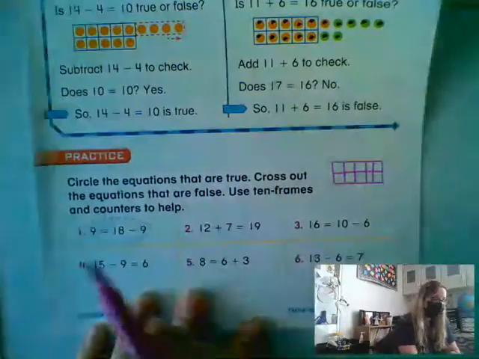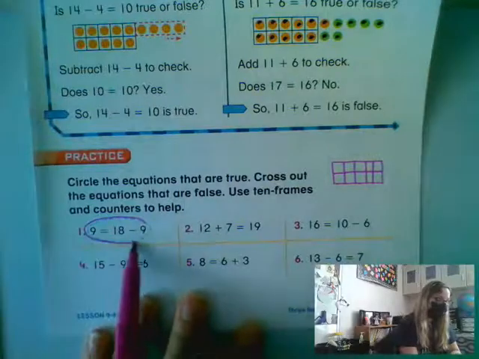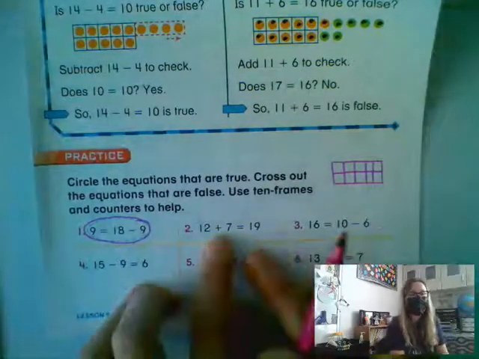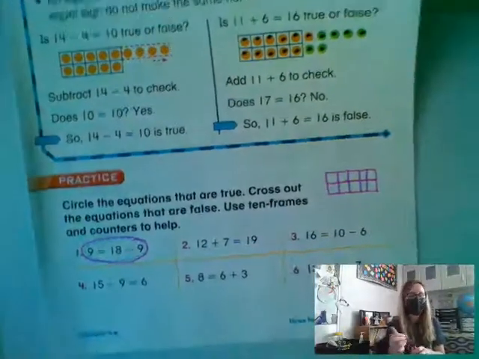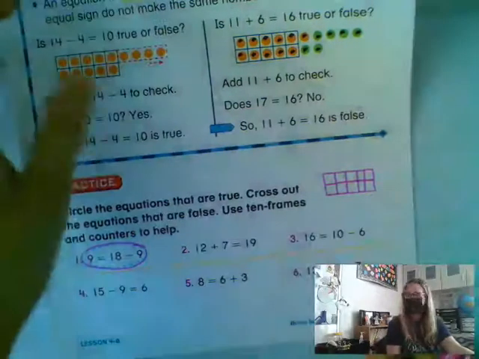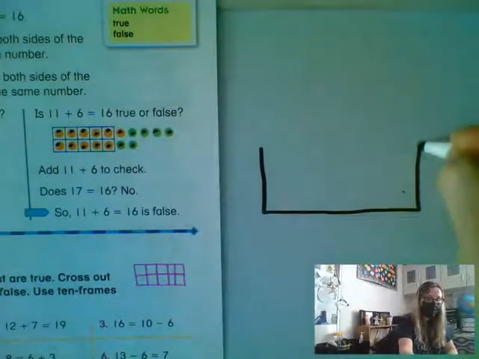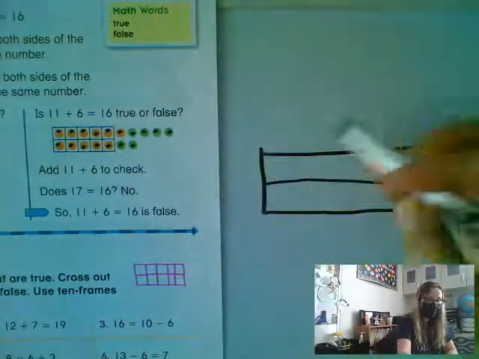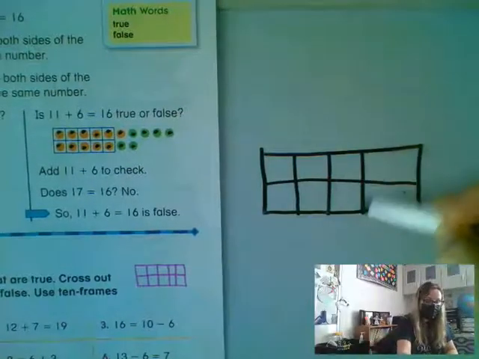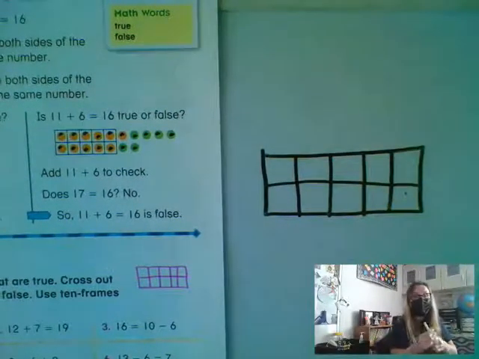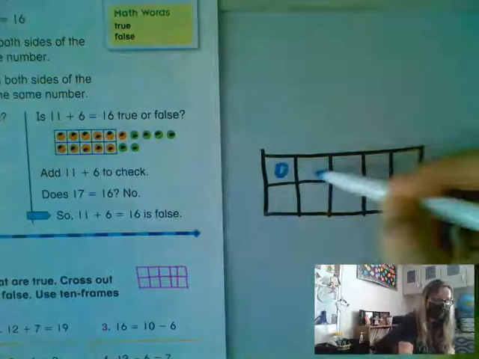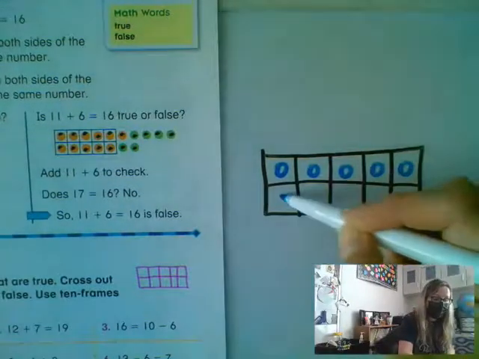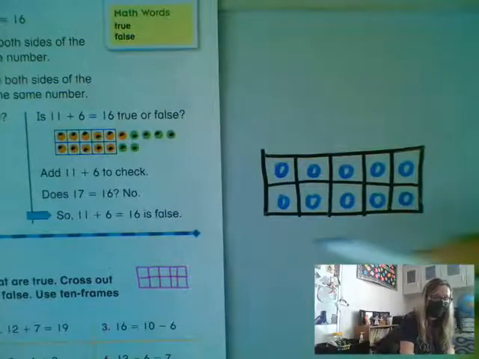And we're going to look at these. Now, this first one they did for us, so you can just trace that line, and we're not even going to work on that one. We're going to go right to number 2. And it says for number 2, 12 plus 7 equals 9. Okay? So if this is my 10 frame, I'm going to draw it here on my whiteboard for you. Split it in half. 1, 2, 3, 4. And I have 12 plus 7. Okay? So I'm going to start by drawing 12. 1, 2, 3, 4, 5, 6, 7, 8, 9, 10, 11, 12.